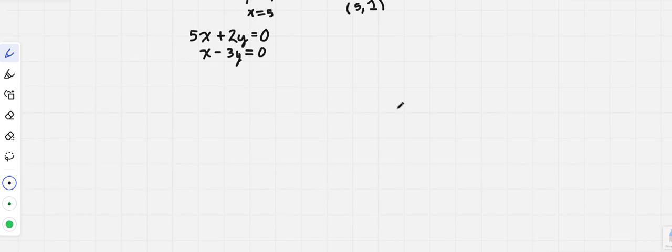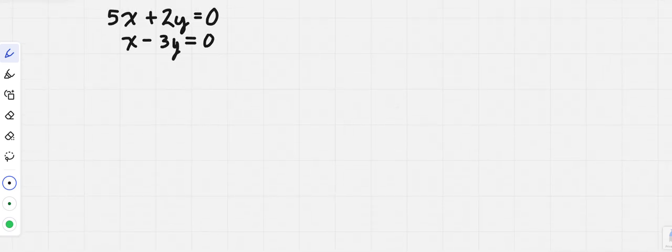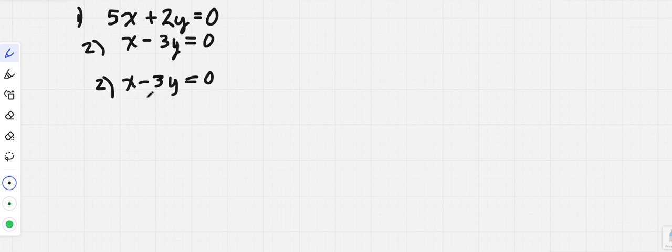Let's do the next one here. 5x plus 2y equals 0. x minus 3y equals 0. So let's label our equations to keep our work organized. We're going to isolate equation 2. Equation 2 is x minus 3y equals 0. We add 3y to both sides.